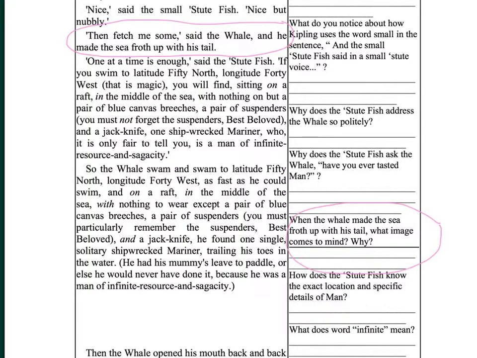Specifically, we already know what the focusing question of this piece is. It's going to be, is the 'stute fish helping or being helpful or being tricky toward the whale? So in this, we're actually guiding all of the questions, so the student actually has to think about that. But it's also about vocabulary. It's also about really digging into the text, which is all about what the Common Core is.